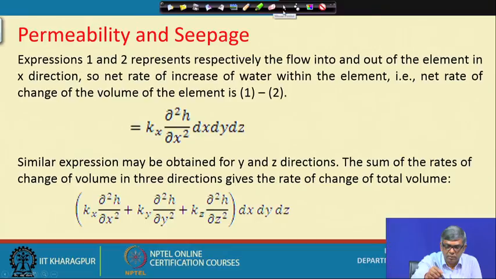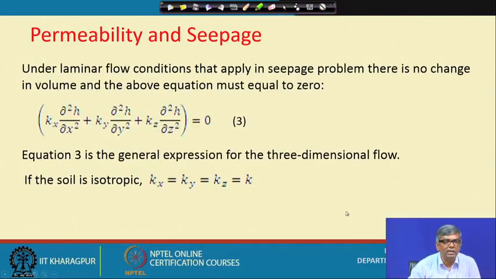Now, we know that under the laminar flow condition that applies in seepage problems, there is no change in volume, and the above equation must equal 0. Since there is no change in volume, whatever total quantity we have got can be equated to 0. If I do that, I get this equation. Equation 3 is the general expression for three-dimensional flow.